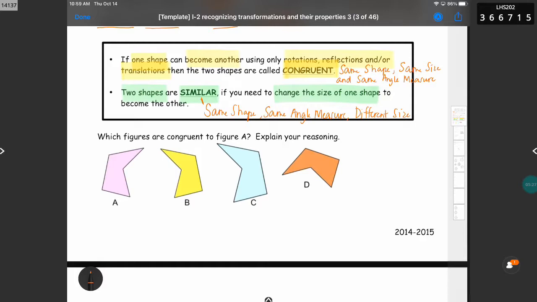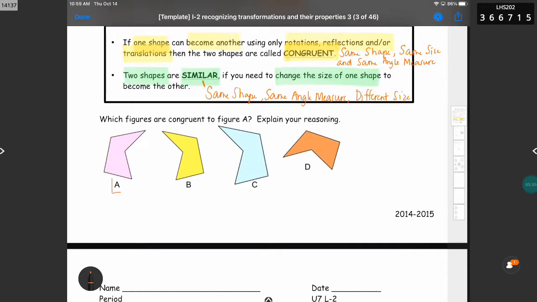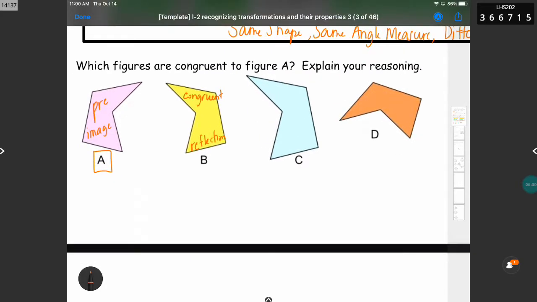All right, let's look at our first example. What figures are congruent to figure A? Explain your reasoning. Figure A is my pre-image. Is figure B congruent? Yes. It's just a reflection, but it's still the same shape, same size. So we'll write that.